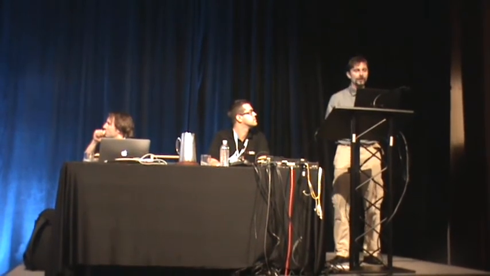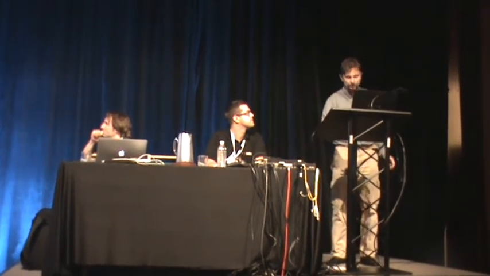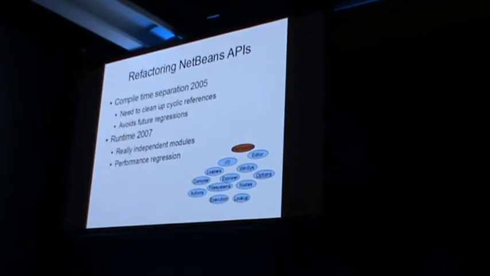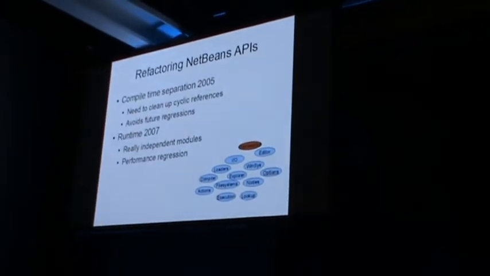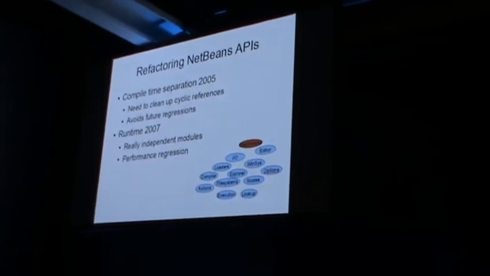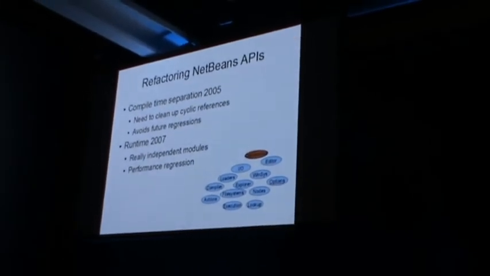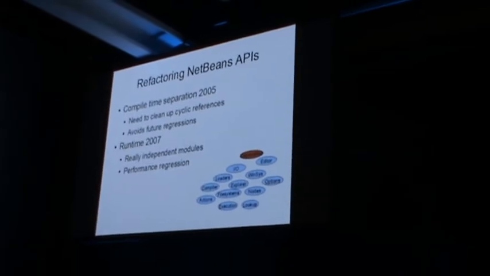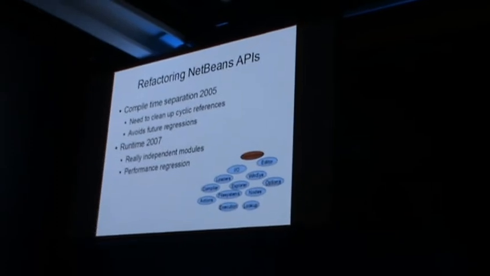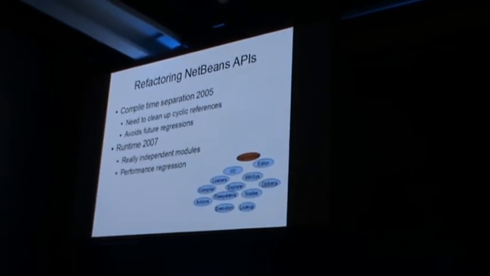So what we did, we slowly realized that having one module with APIs is wrong, that we need to split it to many modules. And yeah, in the year 2005, we really did it. And we started with compile time separation. So we still produced the single jar file, but we tried to clean up the dependencies between those 14 parts. And it wasn't easy at all.